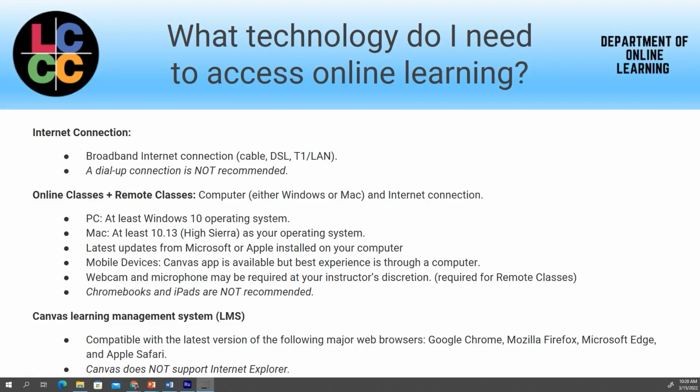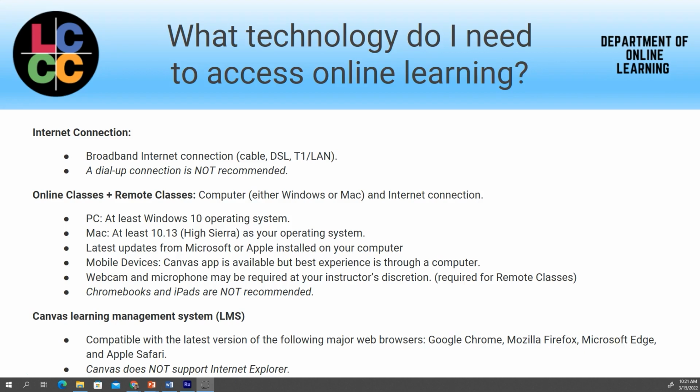On this slide, we will go through the technology you will need to access online learning. You will need a broadband internet connection. A dial-up connection is not recommended. For online and remote classes, you will need a computer that either runs Windows or Mac OS and an internet connection. If you're using a PC, you will need at least Windows 10 operating system. If you're using a Mac, you will need at least 10.13 or High Sierra as your operating system. You will need the latest updates from Microsoft or Apple installed on your computer.